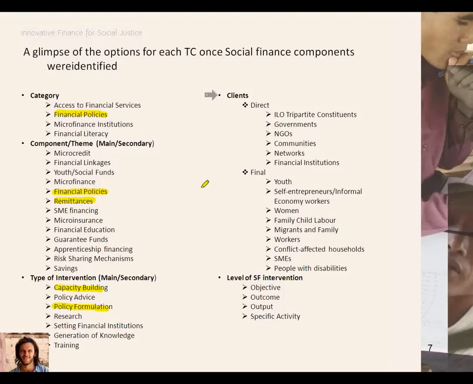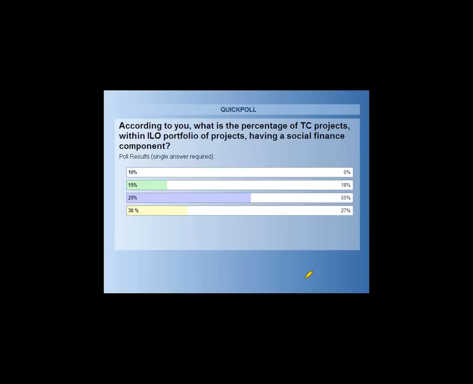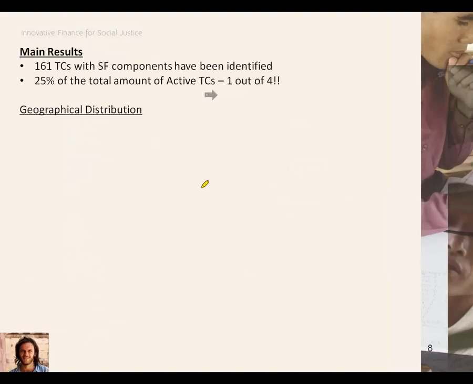It should be closing now, and the result is that 55% of you think that 25% of the technical cooperations we analyzed had a social finance component, and 27% of you think that 30%. And actually you are quite right, because we found 161 technical cooperations actually had a social finance component identified, and that is exactly 25% of the total. That means that 55% of you were right.